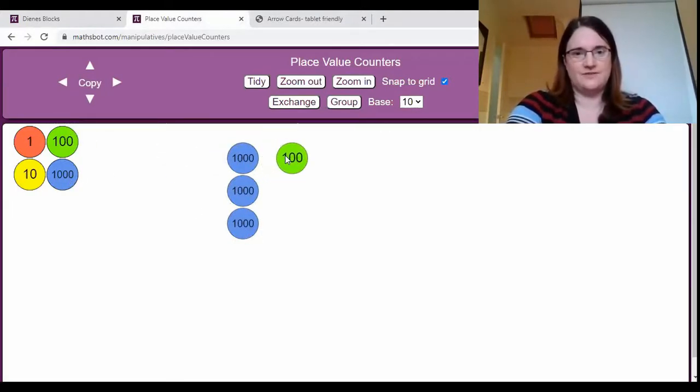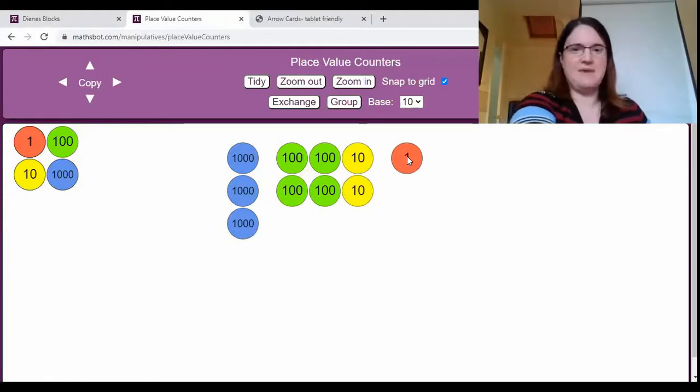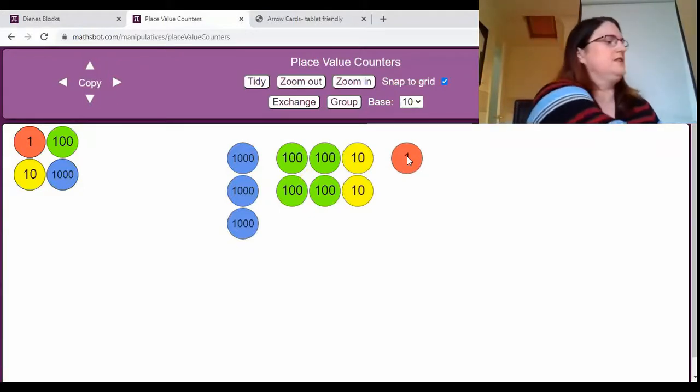Here's our hundreds. Here they come. Here's our tens. Here are those. And our units. So what number have we made there? What does it look like?